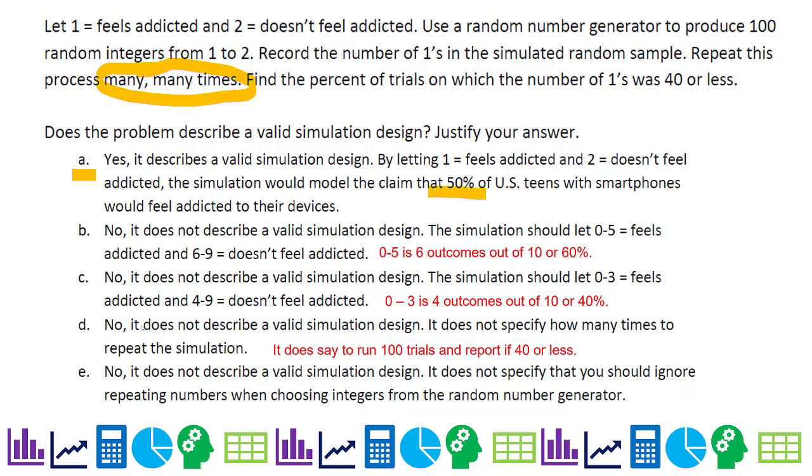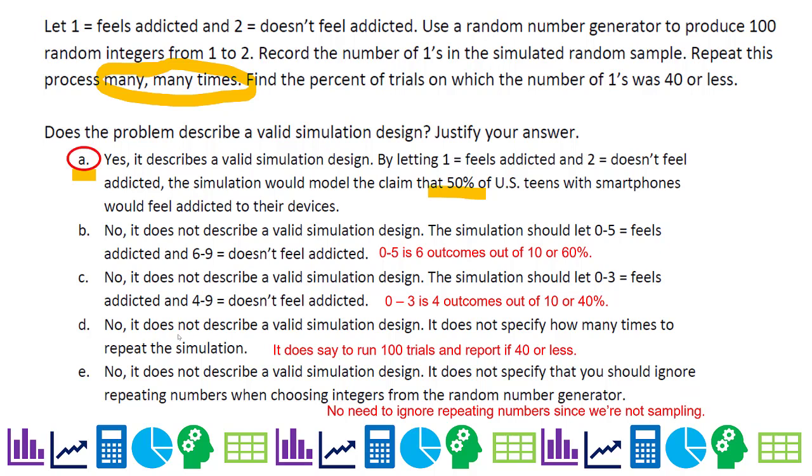It does not specify that you should ignore repeating numbers. Well, first of all, we don't need to ignore repeating numbers, because we don't have to worry about sampling issues, like using up the whole sample. We can assume there are a lot of teens out there. There are plenty of teens, and we're not going to run out of them, which is a good thing. Keeps me employed. So we're sticking with choice A on this one.